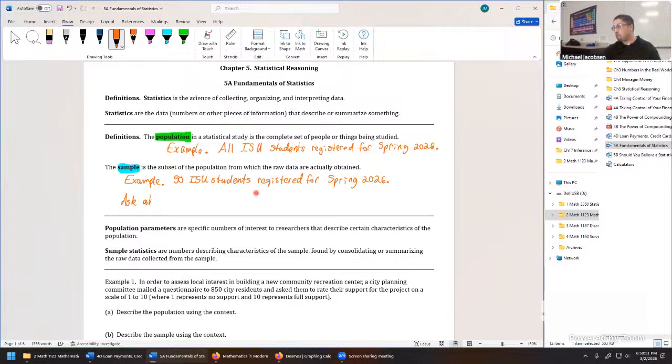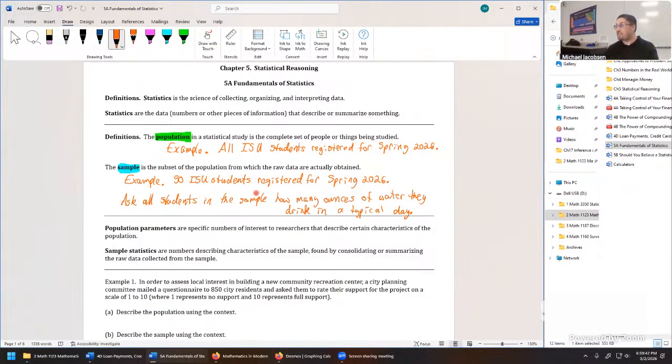ask all students in the sample how many ounces of water they drink in a typical day. So this is going to be a really interesting study.